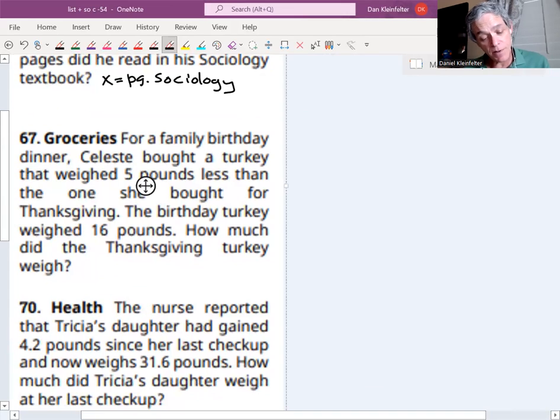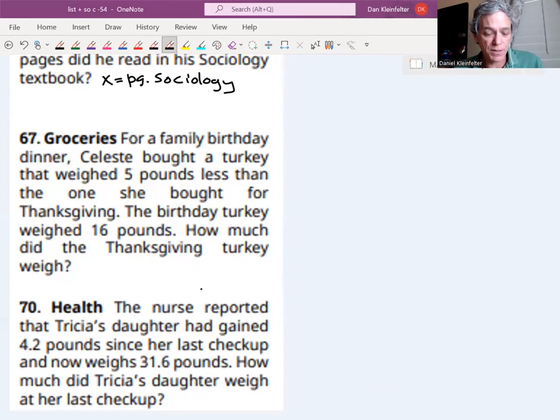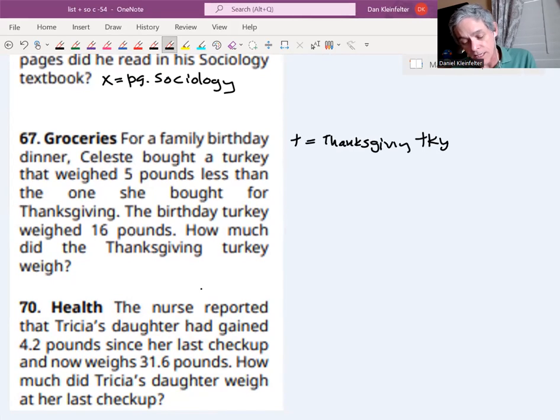67. For a family birthday dinner, Celeste bought a turkey that weighed 5 pounds less than the one she bought for Thanksgiving. The birthday turkey was 16 pounds. We want to know how much did the Thanksgiving turkey weigh. So let's think on this one. Let's go for T for Thanksgiving. Okay, Thanksgiving turkey's weight, we'll call that T.